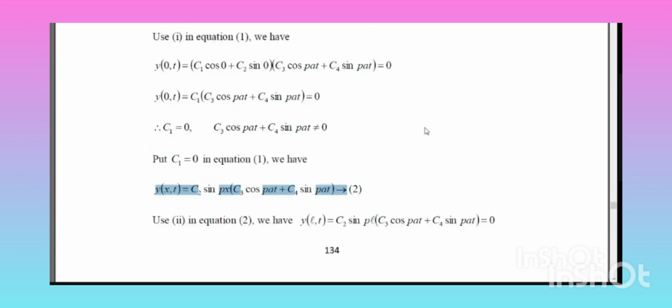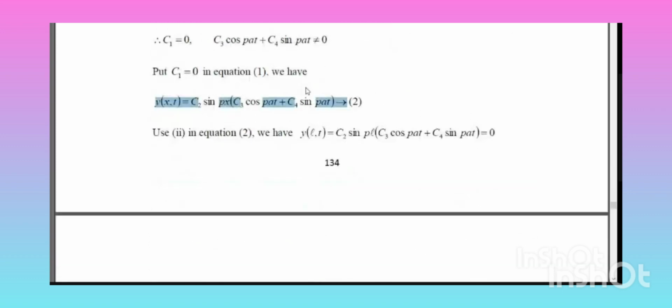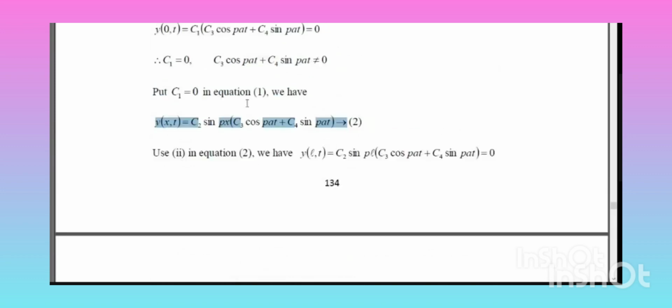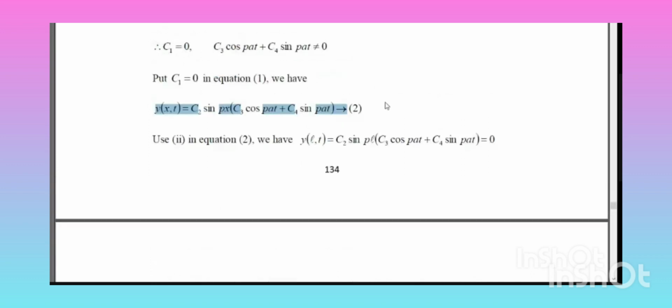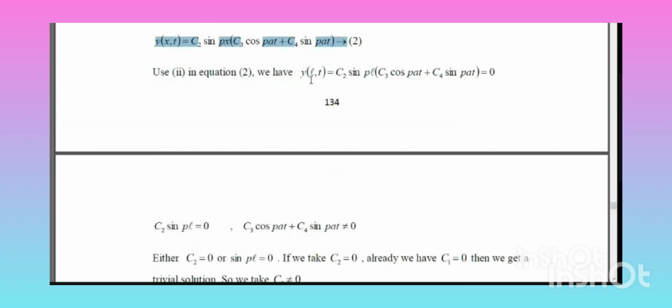Next, use condition number 2 in equation number 2. What is condition number 2? y of L comma t. So here y of L comma t is equal to C2 sin PL, C3 cos pat plus C4 sin pat is equal to 0.